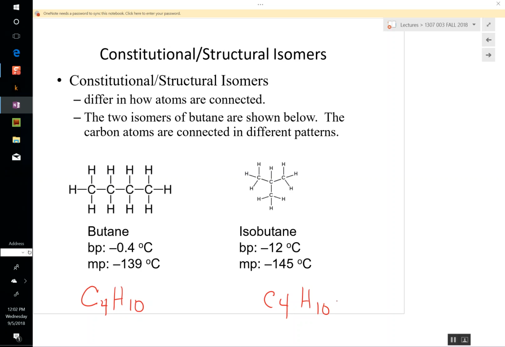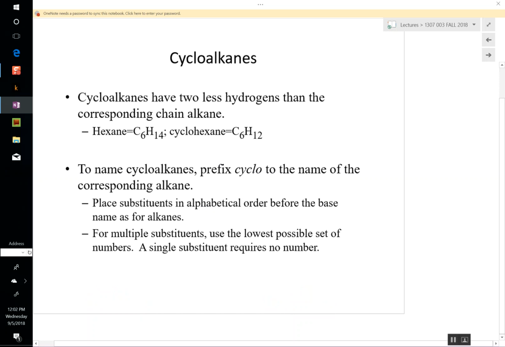This thing boils at about 12 degrees lower temperature than this one. This one's boiling around the freezing point of water, and this one's minus 12 degrees centigrade. So they have different properties. They're different materials. They have different structures. So that's just to tell you what isomers are.